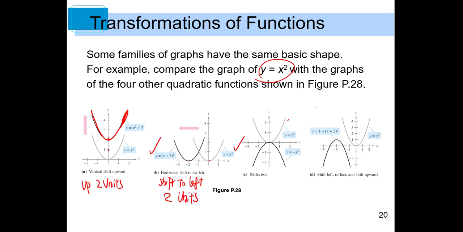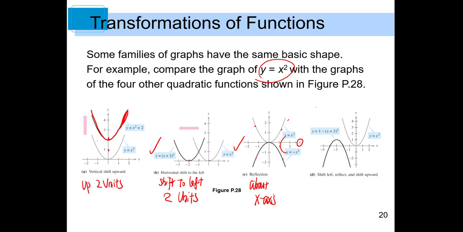And the third one is a reflection about the x-axis. So basically the y value becomes opposite, right? Originally it was x squared, now it's minus x squared. So this is a reflection about the x-axis, because y becomes the opposite. So all these y values become exactly opposite.